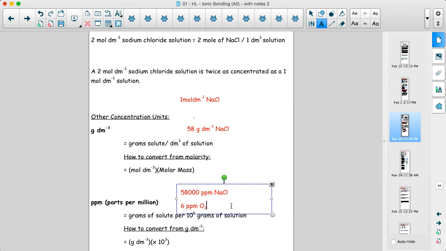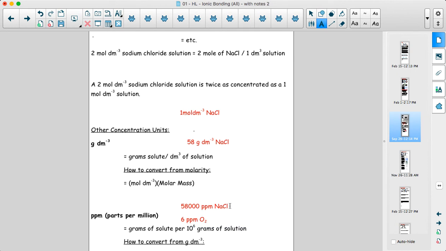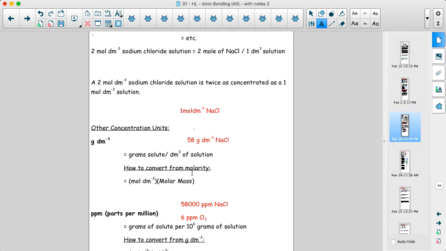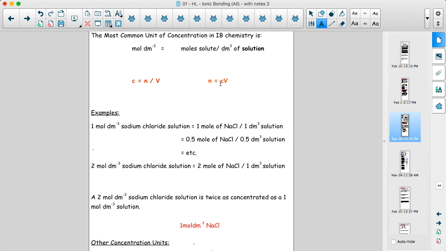And this makes more sense for water, because if you have to convert that to grams per dm cubed, now you're looking at 0.006 grams per dm cubed of oxygen, and then that would be even smaller as you convert into moles. So these different units of concentration have different uses, and you're expected to be able to convert between them and to use n equals CV to work with moles and concentrations and volumes.